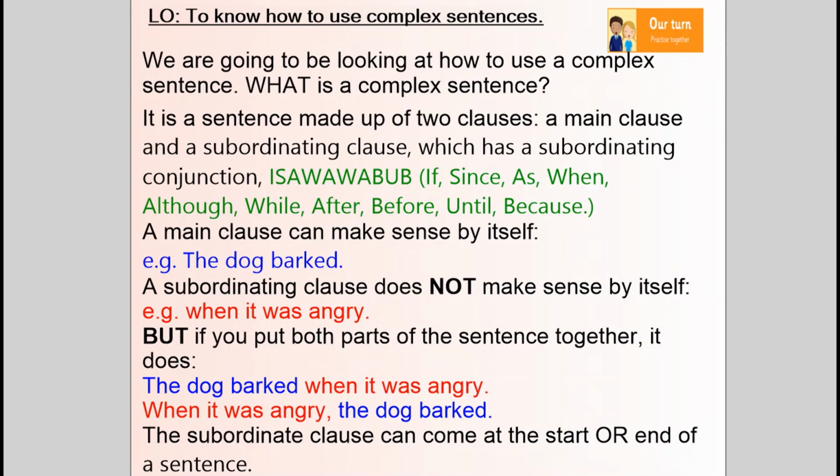So you can put the subordinate clause at the beginning of the sentence, but we need to separate it with a comma, or it can go at the end of the sentence. And if it goes at the end of the sentence, you don't then need a comma. So I would suggest maybe writing down the acronym or the subordinating conjunctions, and maybe some key information from here if you feel like you need it.